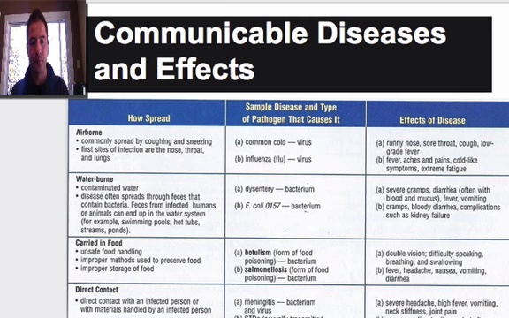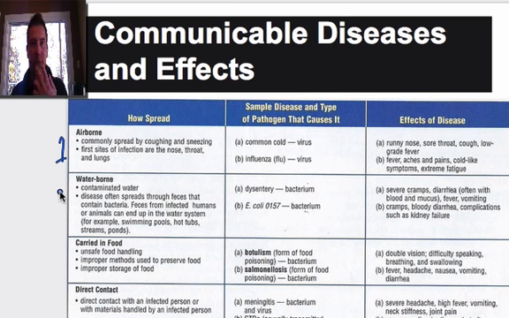So, moving on. Communicable diseases, how do they spread? What are the effects and symptoms that we can see? We'll notice that there are 4 ways that we're going to discuss. So, one right here is airborne. Basically, you can spread through coughing and sneezing.